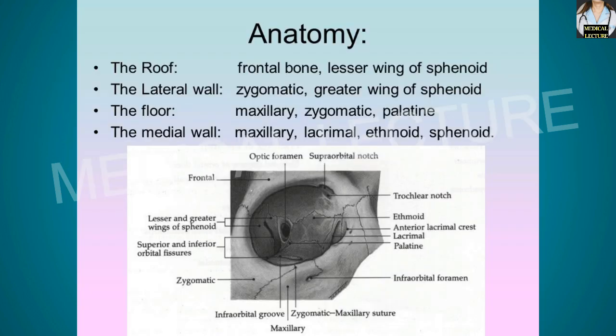So over here, the roof of the orbit is basically formed by the frontal bone and the lesser wing of the sphenoid. The lateral wall is formed by the zygomatic bone and the greater wing of the sphenoid. The floor is formed by the maxillary bone, the zygomatic and the palatine bone. The medial wall is formed by the maxillary, lacrimal, ethmoid and the sphenoid bones.